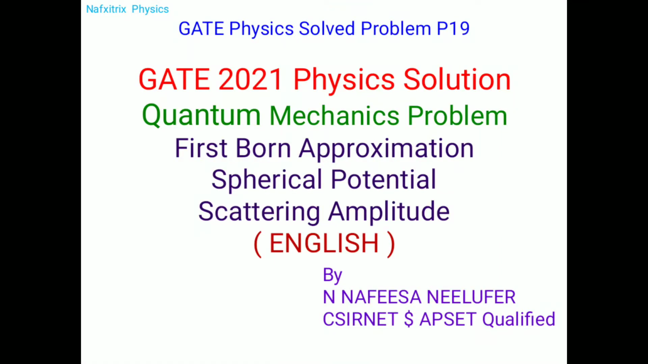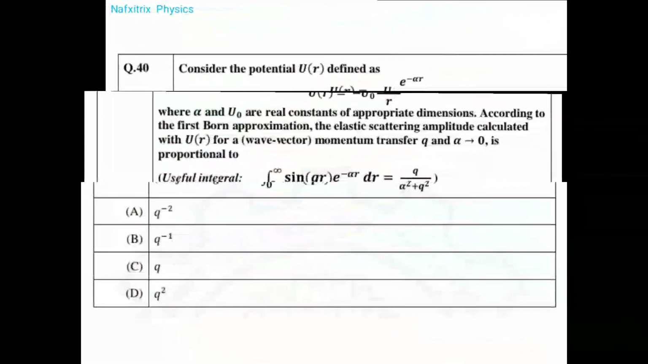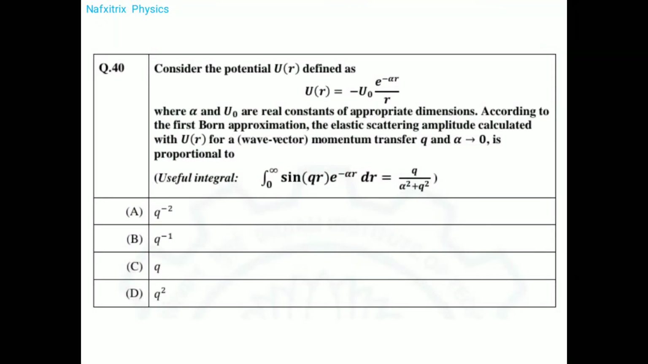So let's discuss a problem from GATE 2021 physics, from quantum mechanics, related to the first Born approximation, spherical potential, and scattering amplitude for that. So here's the problem. Consider the potential U of r defined as U of r equals minus U naught e power minus alpha r by r.